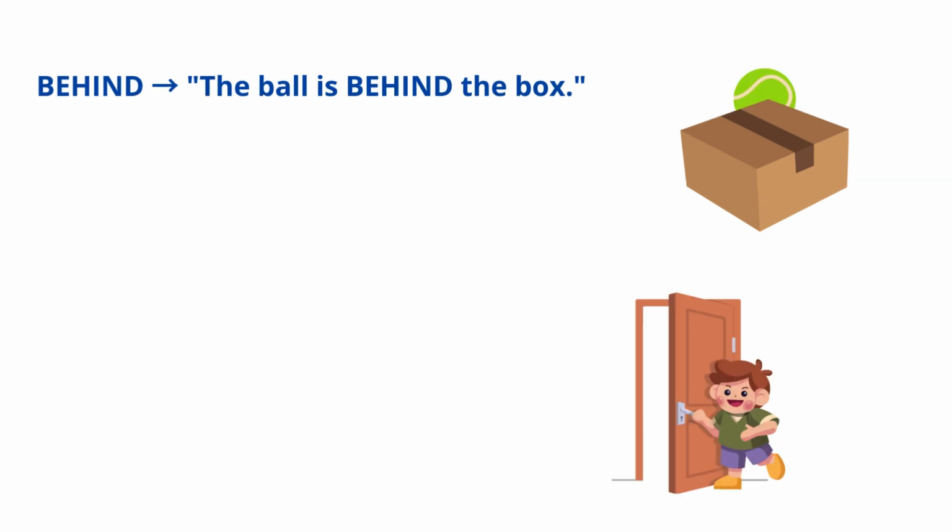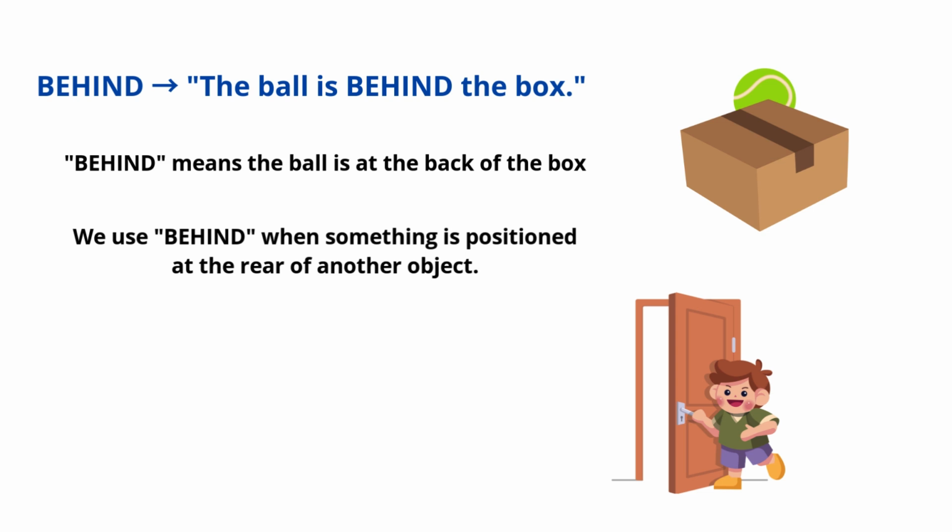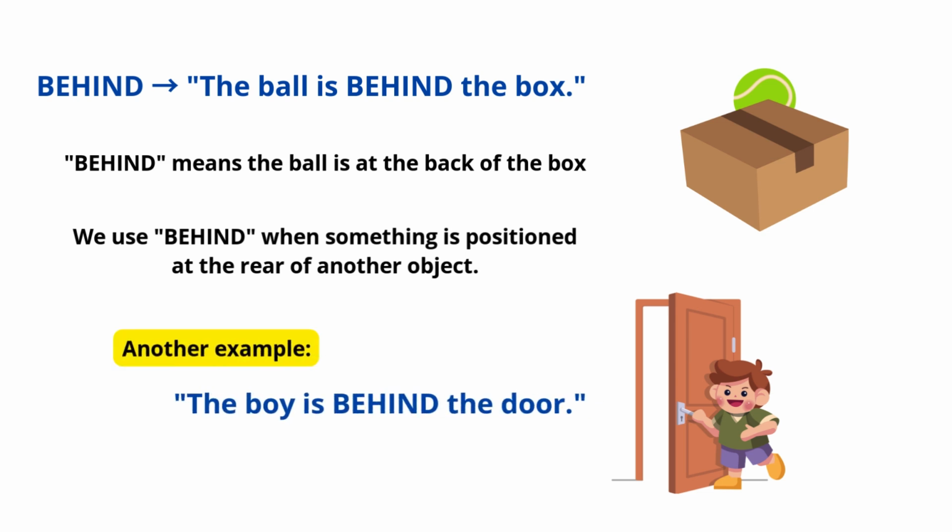Behind, the ball is behind the box. Behind means the ball is at the back of the box. We use behind when something is positioned at the rear of another object. Another example, the boy is behind the door.